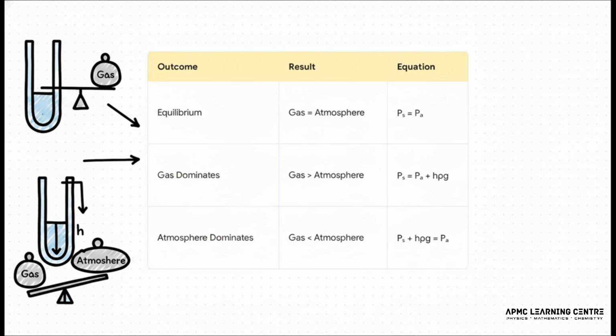Scenario 2, the gas pushes the liquid down on its side. Well, that means the gas is pushing harder. It's winning. And scenario 3, the atmosphere pushes the liquid down on its side. Now the atmosphere is winning. And that little difference in height, what we call h, that's not just a random length. It's the key. It tells you exactly how much stronger one side is than the other. It's the margin of victory in our little pressure battle.